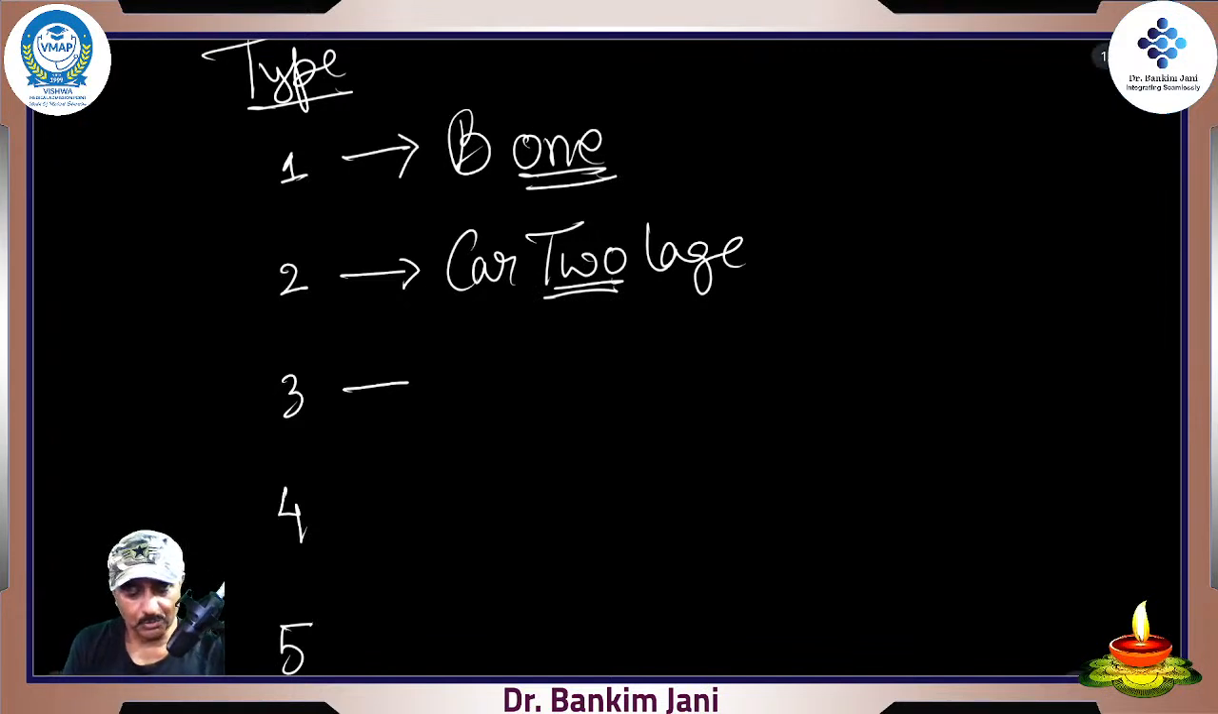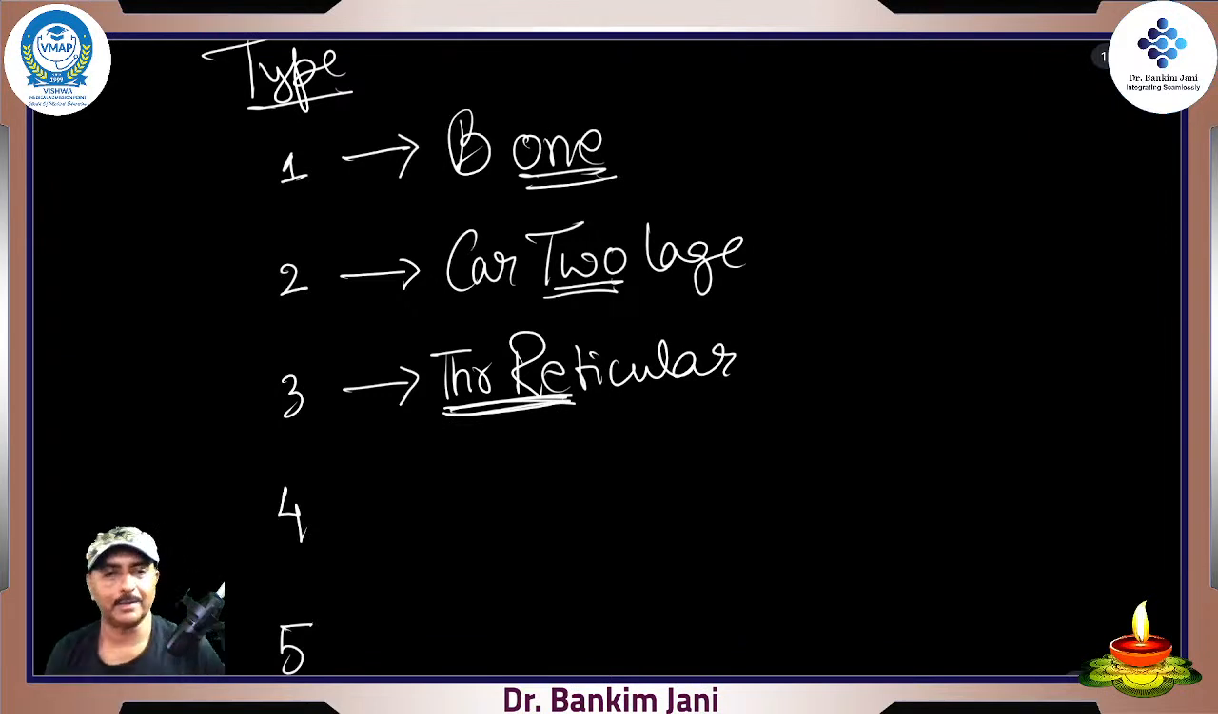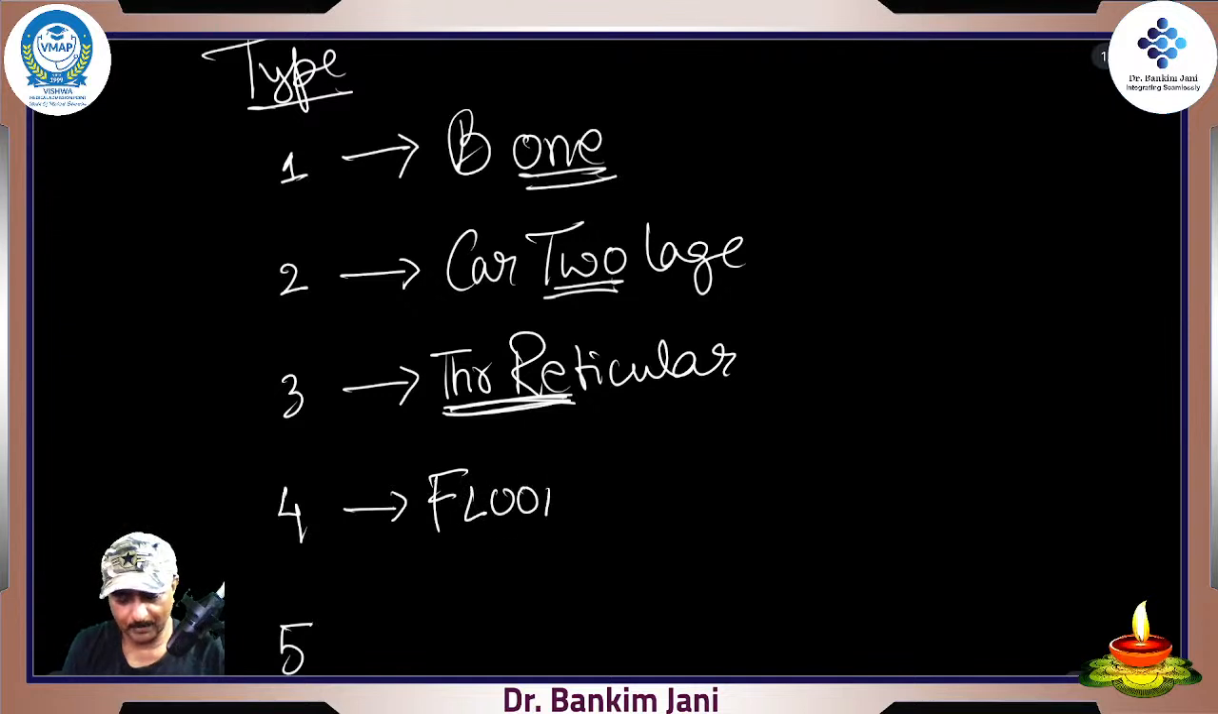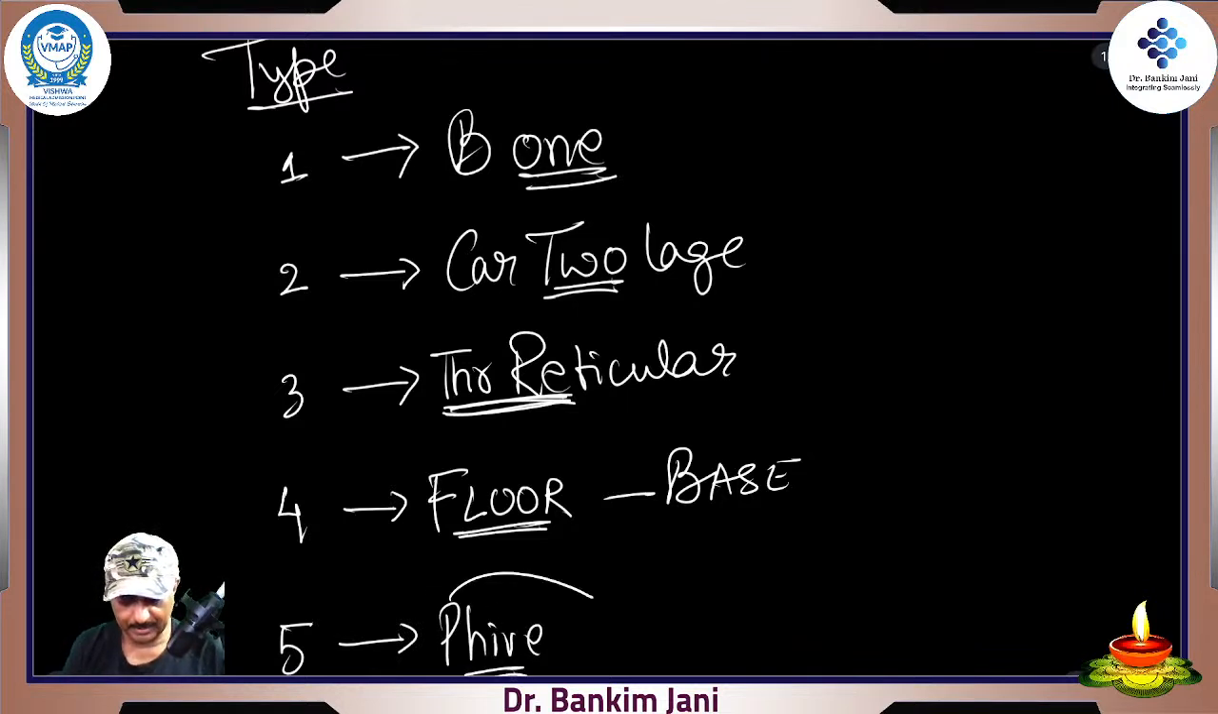So that is 2. 3 is reticular. So we speak 3, reticular. 4 is floor. Floor means what? Floor means base. Okay? Jameen, floor is base. And 5, it is placenta.